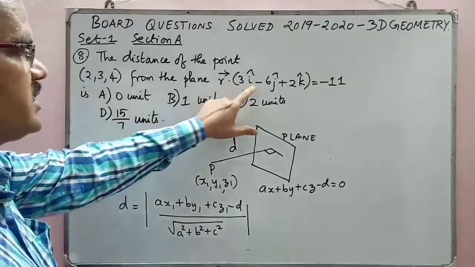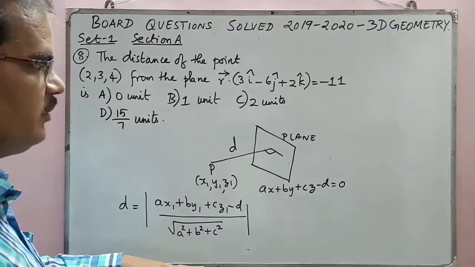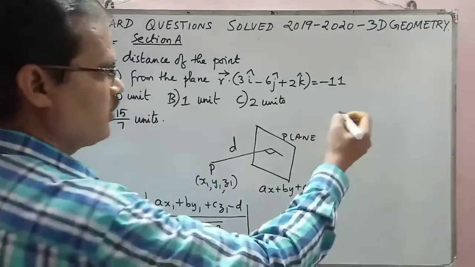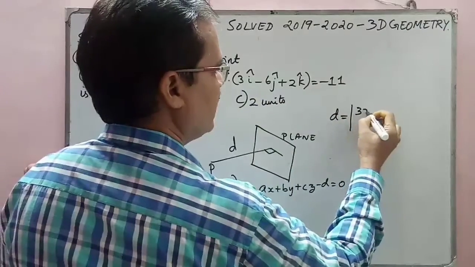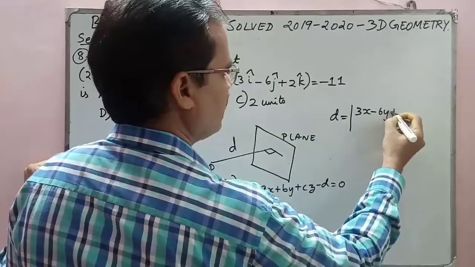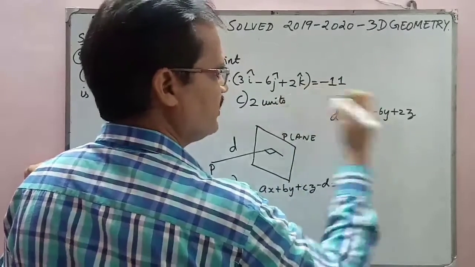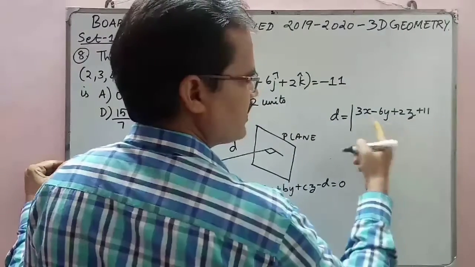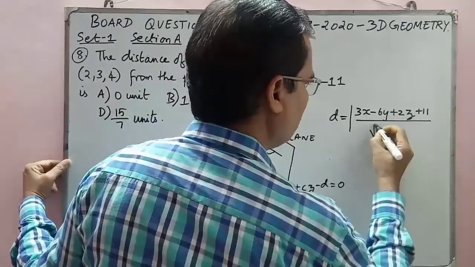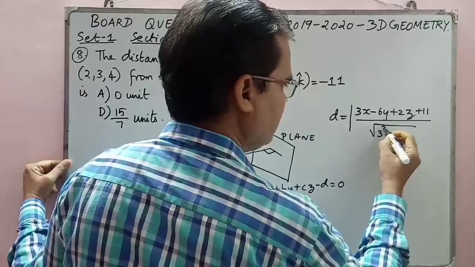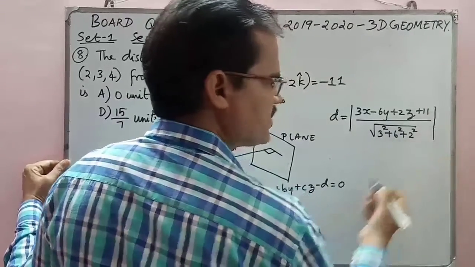So whatever question is given, here the question is given in the vector form, it is converted into a Cartesian form and very easily we can complete. Now I am going to convert this to a Cartesian form: 3x minus 6y plus 2z. I am changing this i, j, k to x, y, z. I am bringing the 11 on this side, plus 11. This is the equation of the plane in Cartesian form, divided by root of the coefficients, 3 squared plus 6 squared plus 2 squared.